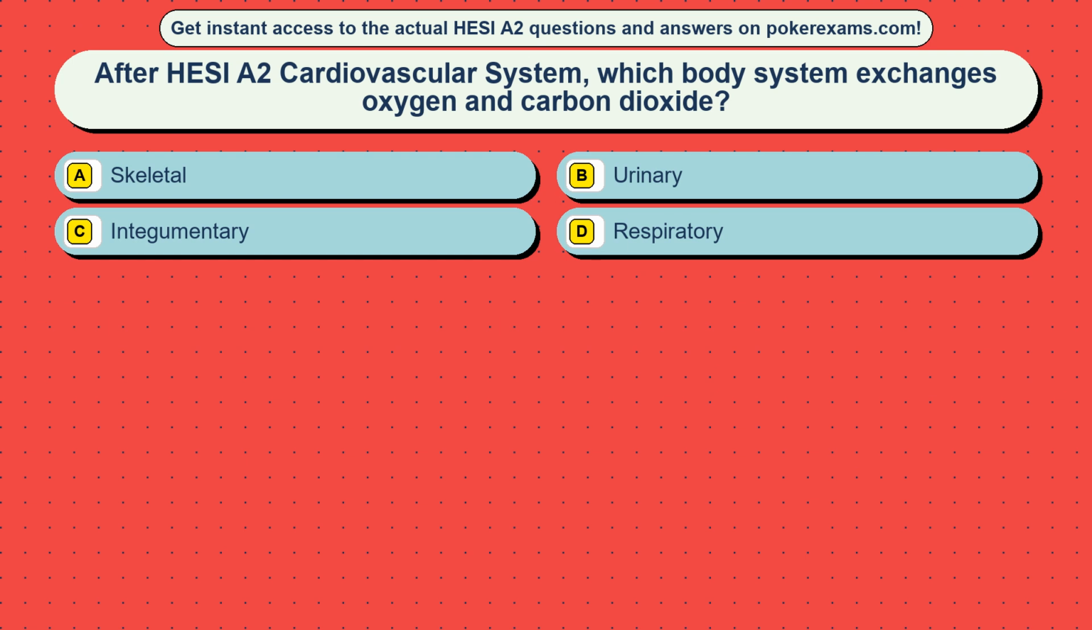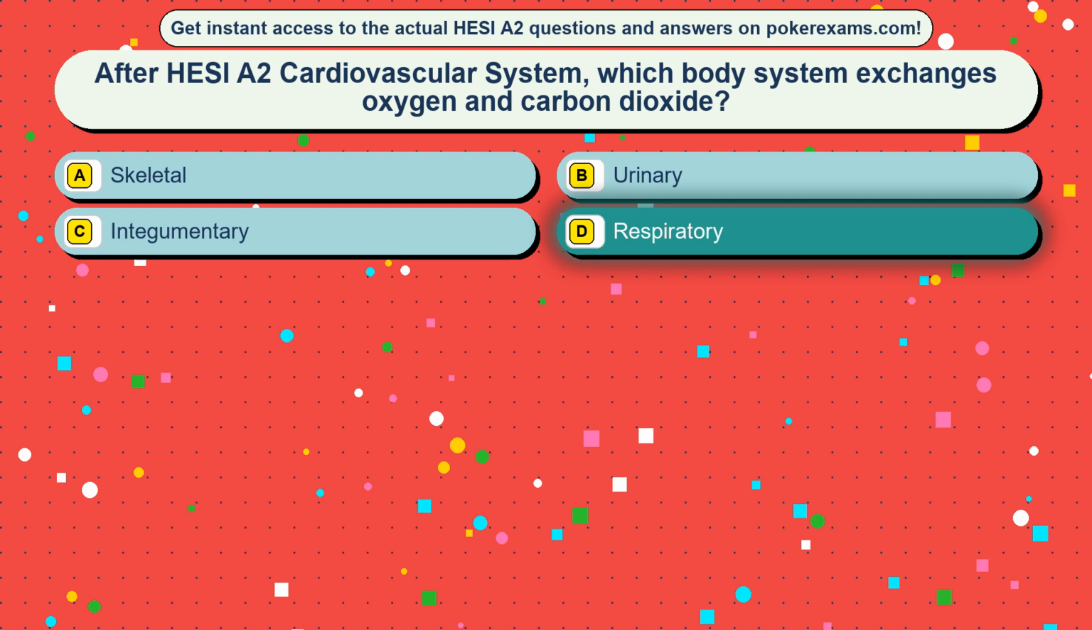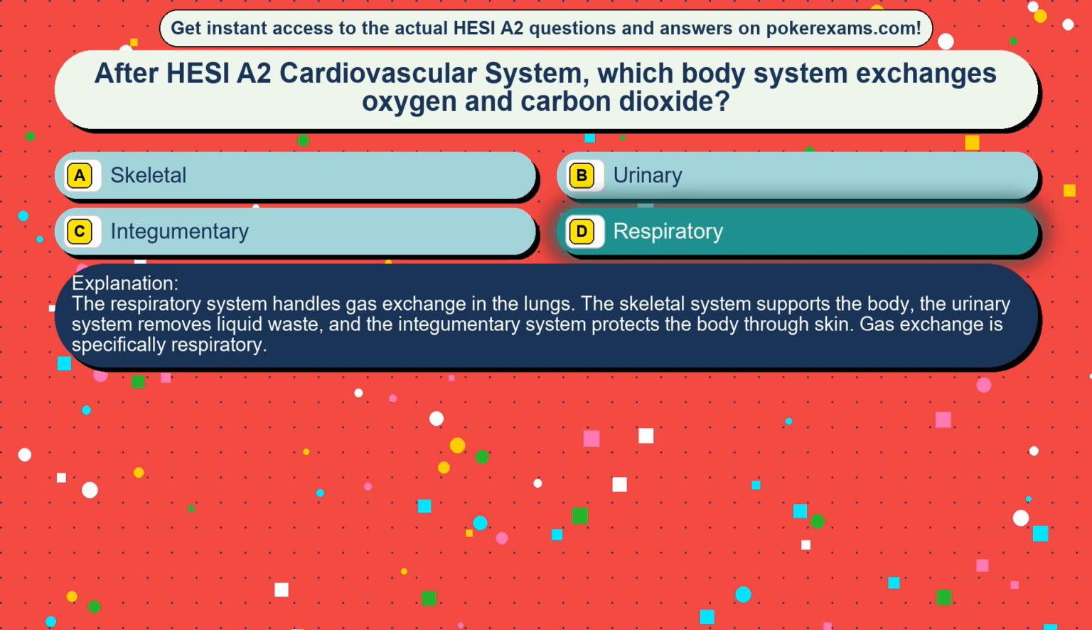Question 26. After HESI A2 cardiovascular system, which body system exchanges oxygen and carbon dioxide? Option A, skeletal. Option B, urinary. Option C, integumentary. Option D, respiratory. The correct answer is option D, respiratory. The respiratory system handles gas exchange in the lungs. The skeletal system supports the body, the urinary system removes liquid waste, and the integumentary system protects the body through skin. Gas exchange is specifically respiratory.